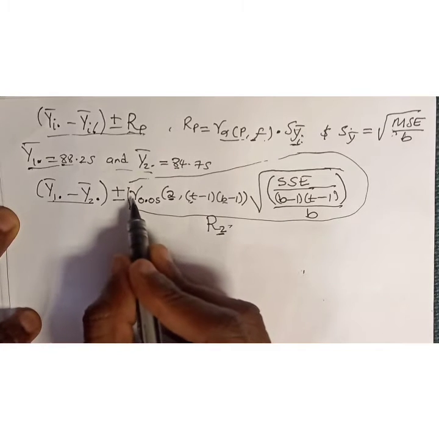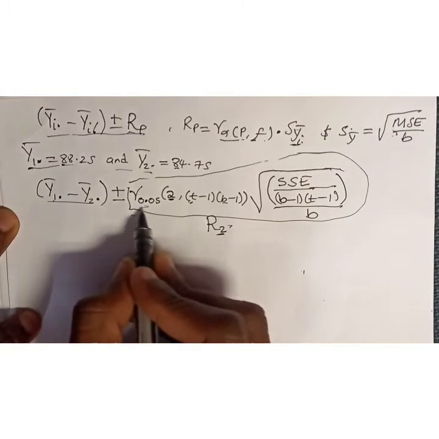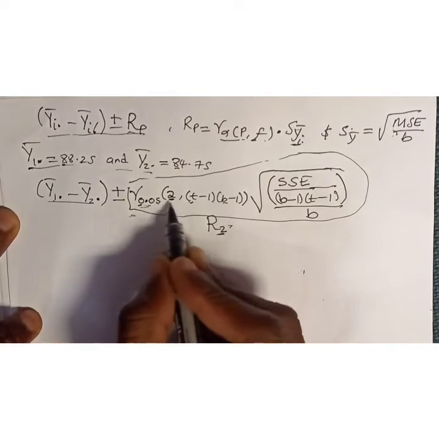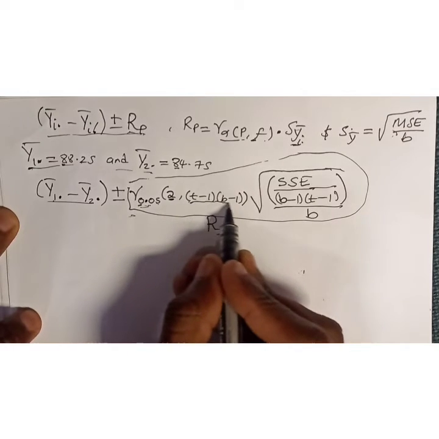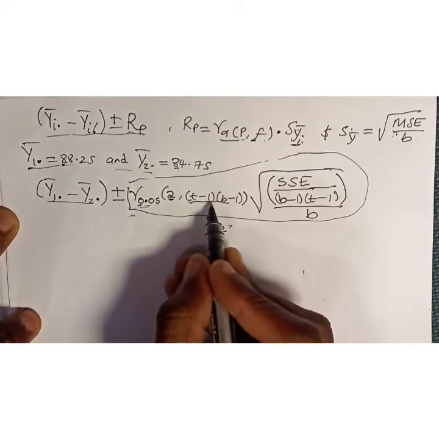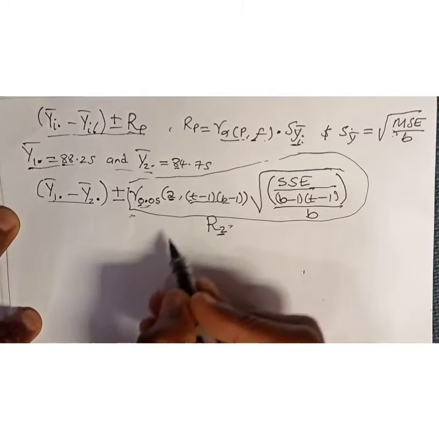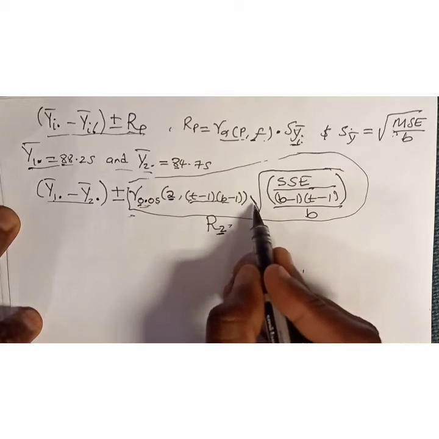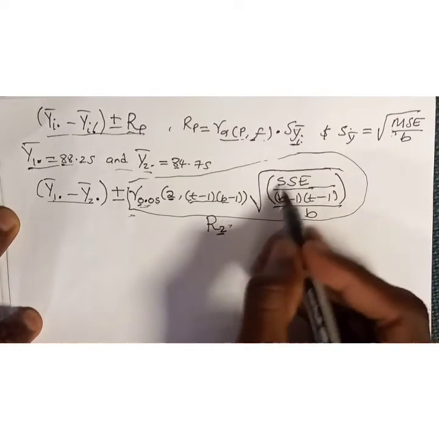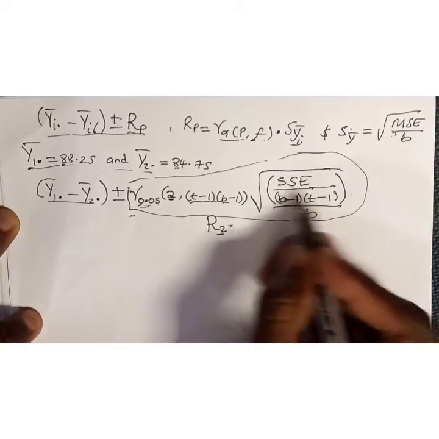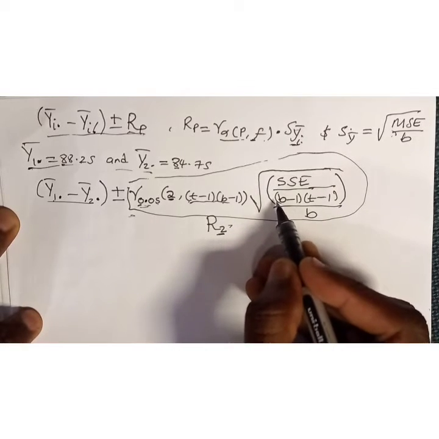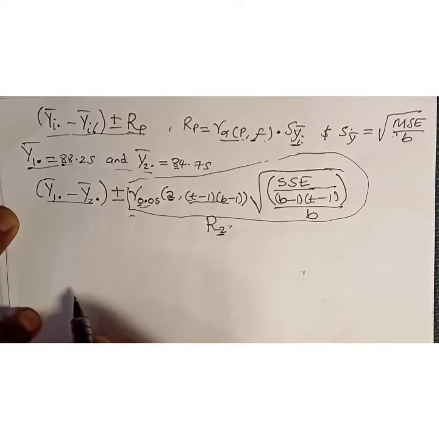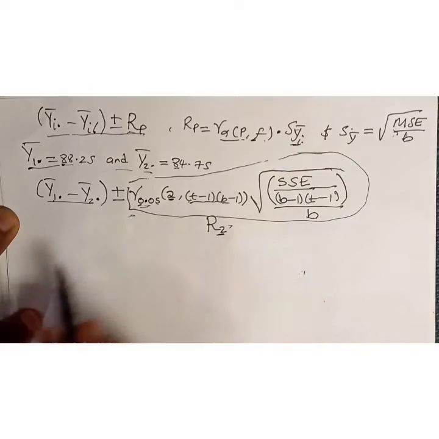So in this case, this capital R of 2 is just R of 0.05, 2, comma the degrees of freedom of the error, which is given by (T minus 1) multiplied by (B minus 1), since we are dealing with blocks and treatments, multiplied by the standard error, which is the square root of your MSE. In this case, it's SSE, all divided by the product of B minus 1 and T minus 1, all divided by B. So this is the formula that we're going to apply.